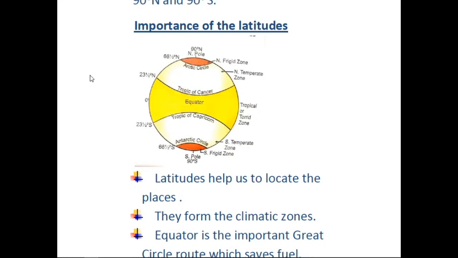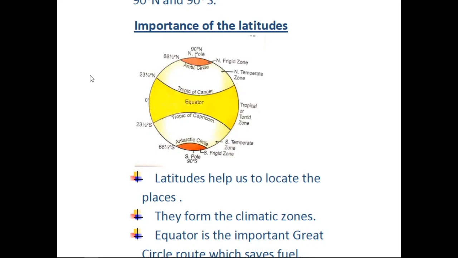Now with this diagram you can see the different colors are given over here. The yellow color, it is just the hot or the torrid zone. Above that the temperate zone, and the red color to both the hemispheres denote the frigid zone.